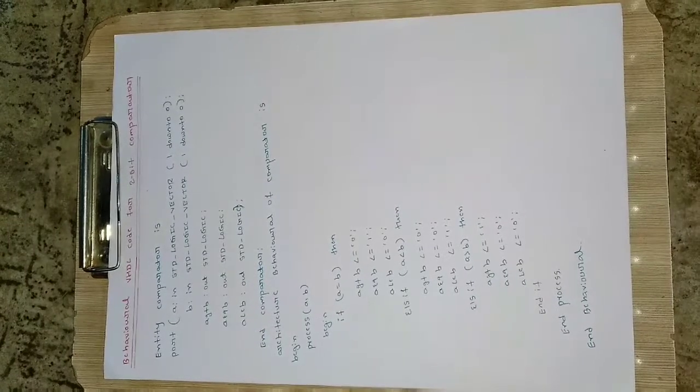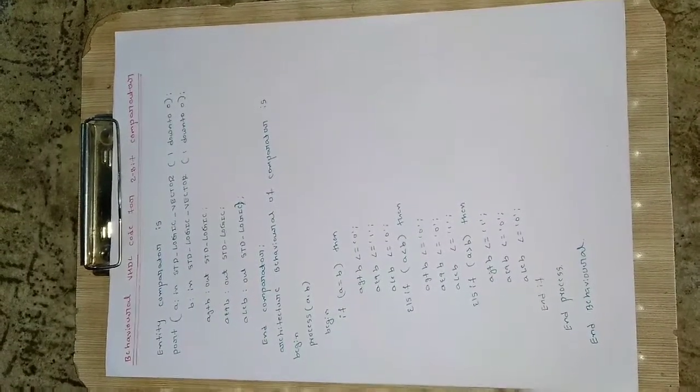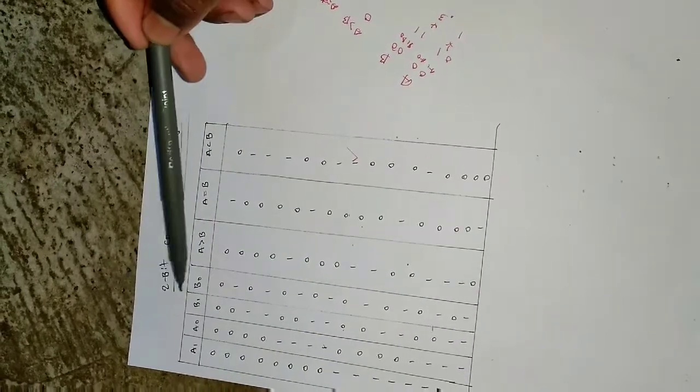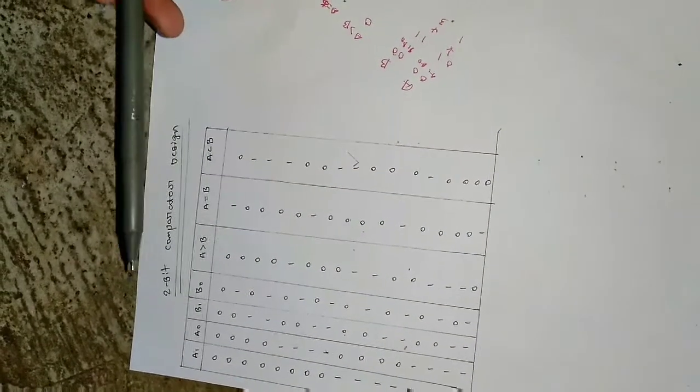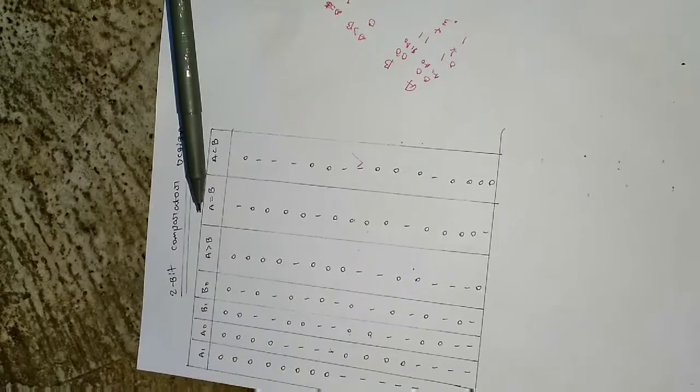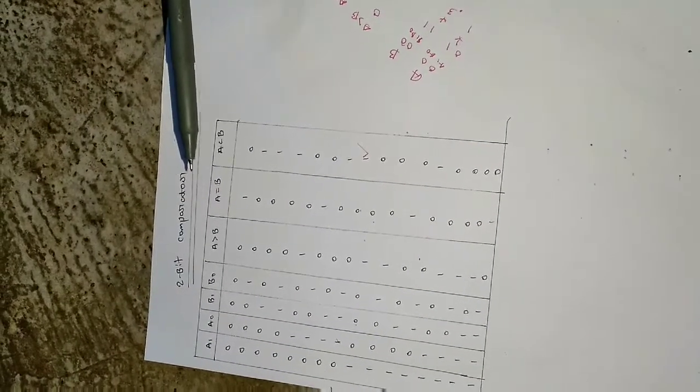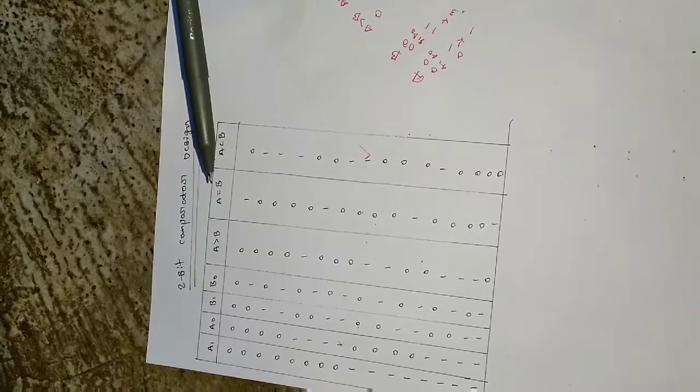So coming to today's topic, that is the 2-bit comparator. The truth table for this one is here. It will have two inputs, A and B, with bits A1, A0 and B1, B0. They will be compared, to see whether A is greater than B, or A is equal to B, or A is less than B. Depending on that, the particular output will be made high.